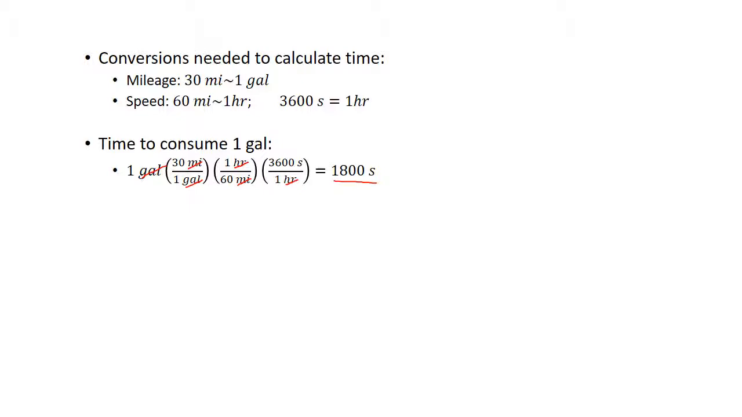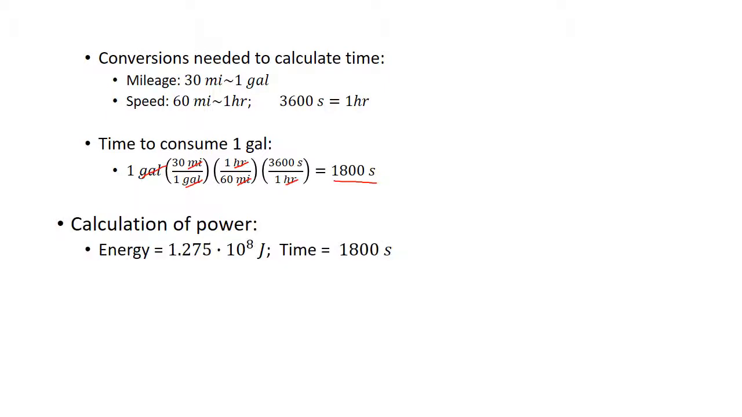So now with the energy and a time, we can calculate the power. The energy, recall, was 1.275 times 10 to the 8th joules. The time is 1,800 seconds. So the power we get by putting the energy over the time, and we get power in watts: 70,800 watts, or we could say 70.8 kilowatts. That's also a common unit.